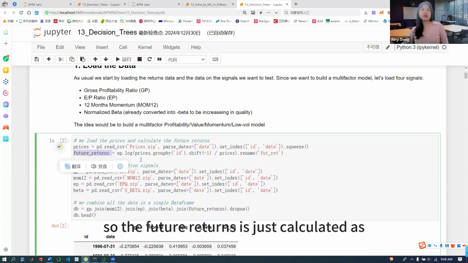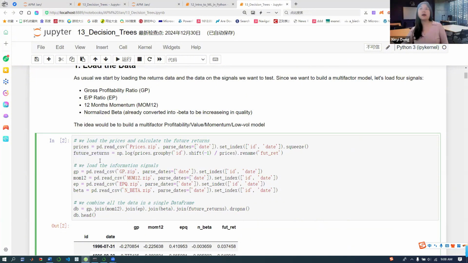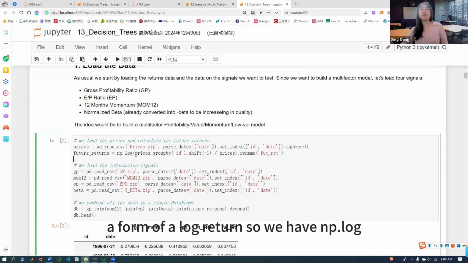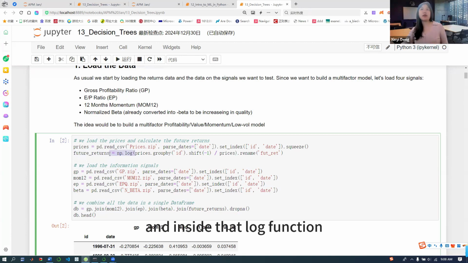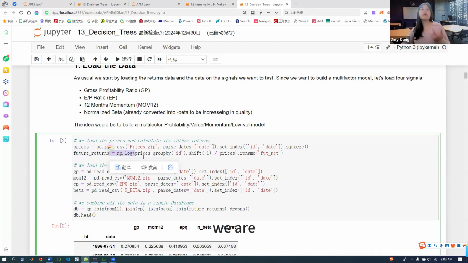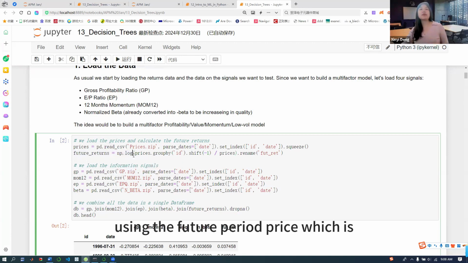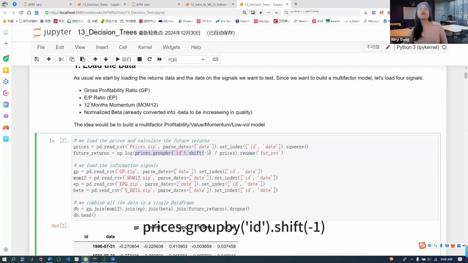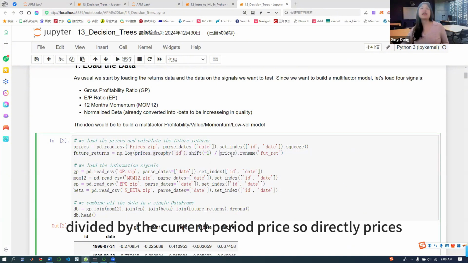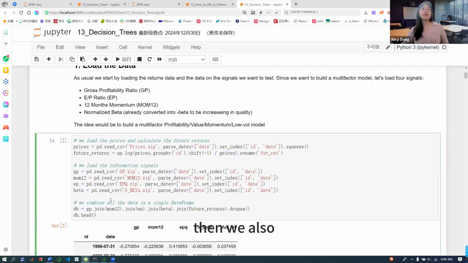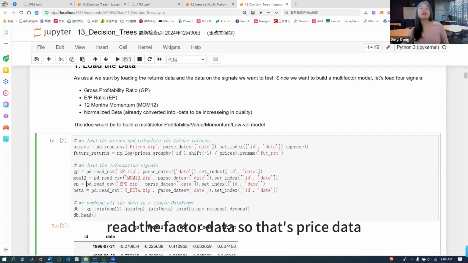So the future returns is just calculated in the form of a log return. So we have np.log on the very outside layer. And inside that log function, we are using the future period price, which is prices groupby ID shift -1. So that's the future period price divided by the current period price, so directly prices. Then we also read the factor data. So that's the price data.